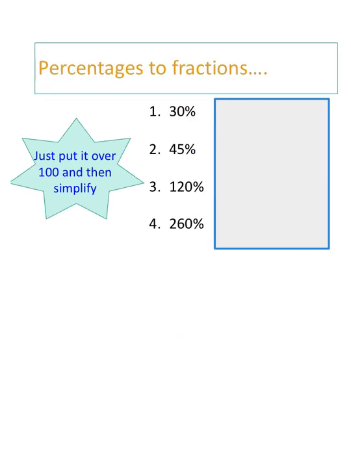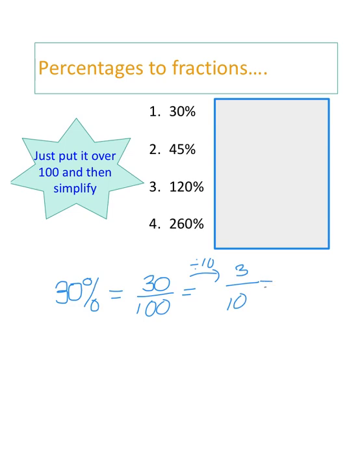Now working backwards, this time we're given our percentage, so in the first example we've got 30%. We want to change this back into a fraction. Well, we know that 30% means 30 out of 100. Dividing both by 10 will give me 3 over 10. And there we are, 3/10 is our fraction in its simplest form. So you can pause the slide and have a go at the next 3 questions.